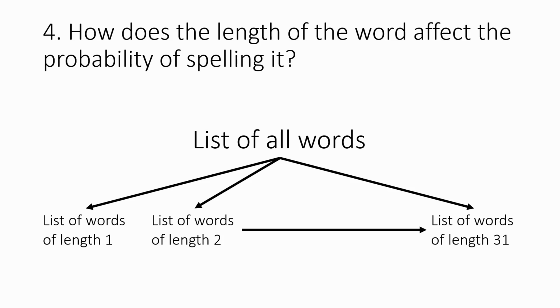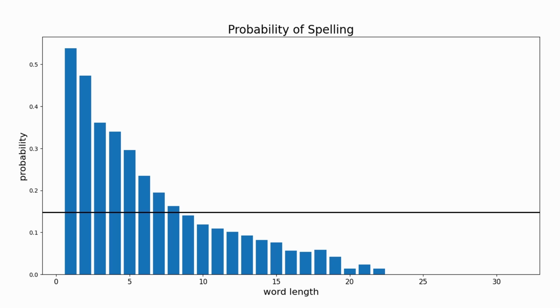Okay, moving on from that to looking at how the length of the word affects the probability of spelling it. What we're going to do is we're going to take our list of all words and separate it out into lists of length 1, length 2, all the way up to our longest word, which is 31. So imagine having a bunch of different lists and getting their individual probabilities, and we end up with this graph.